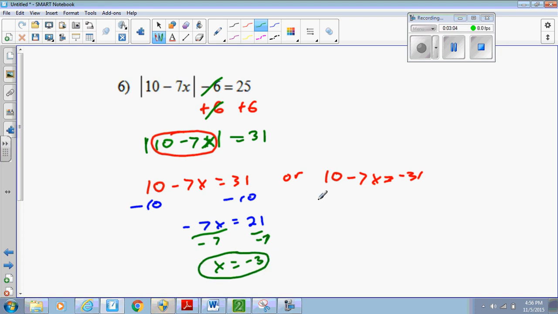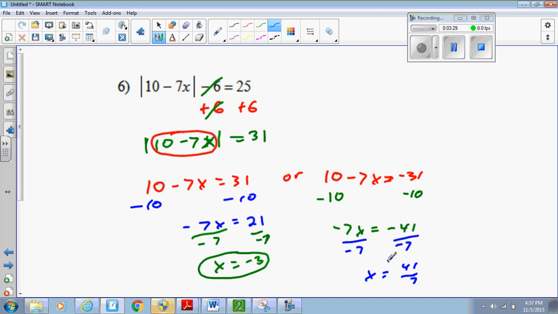And then I do the other one. Subtract 10 from both sides. Negative 7x equals negative 41. Now it's a little bit more tricky, but that's okay. Trickier, I guess, is a better word. The negative 7's cancel, and I get x equals 41 over 7.